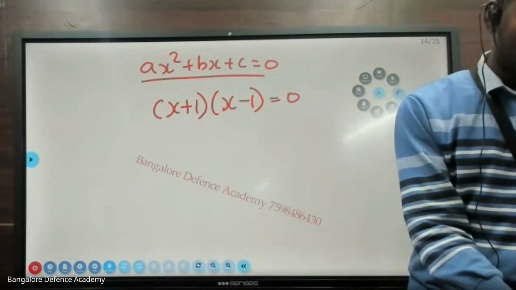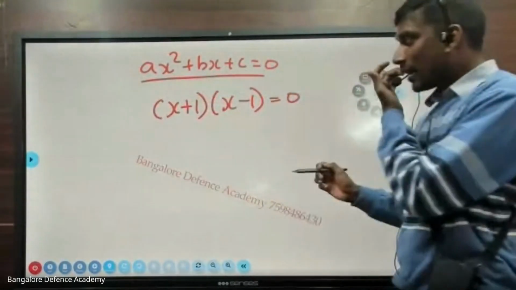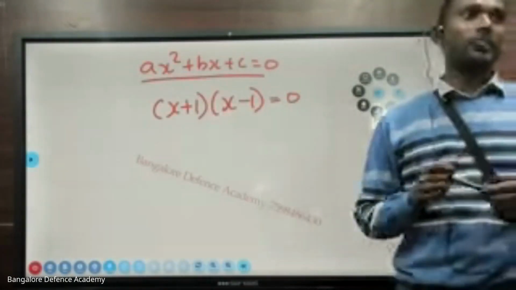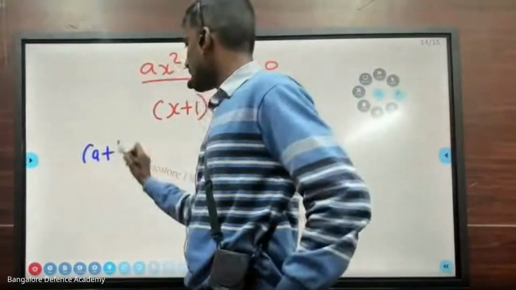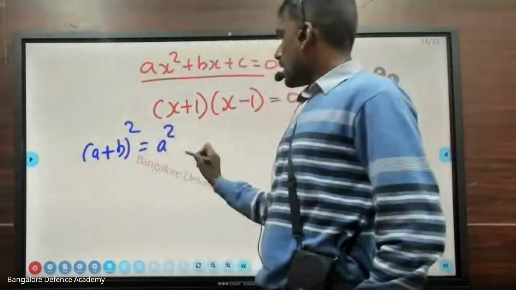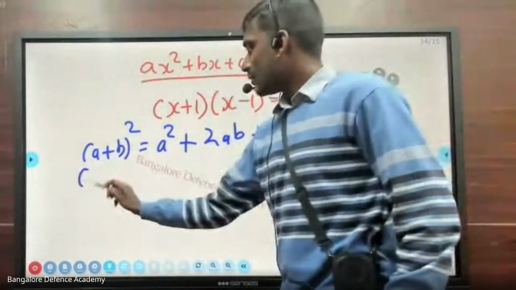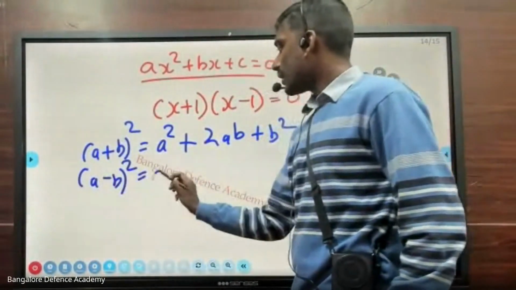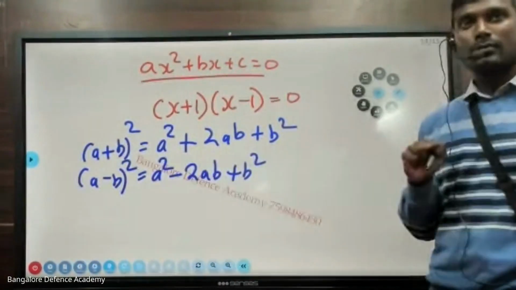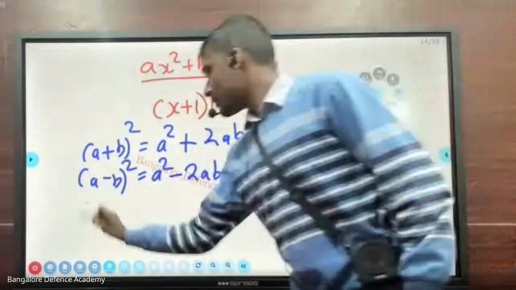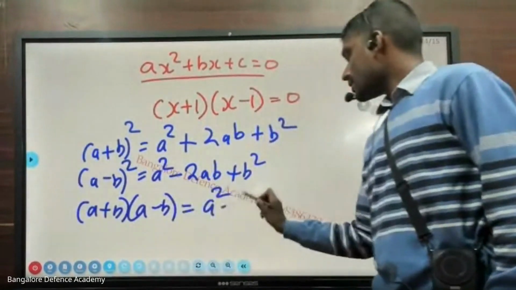Sir, to solve this we need it in the form of ax square plus bx plus c. Yes, we did algebraic expressions some days ago, correct? I gave you the formula for a plus b the whole square. Tell me what is the formula? a square plus 2ab plus b square. This we have done. What is the formula for a minus b the whole square? a square minus 2ab plus b square. This also we did in class last week. Next we also did a plus b into a minus b, which is a square minus b square.